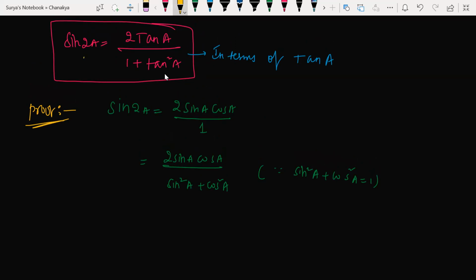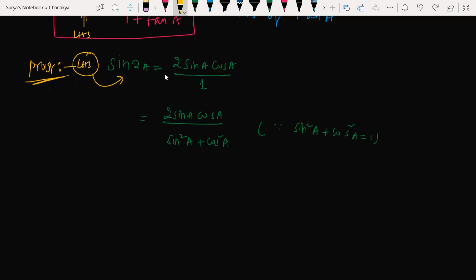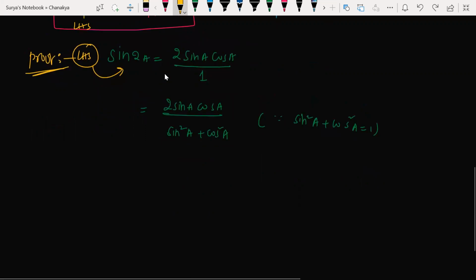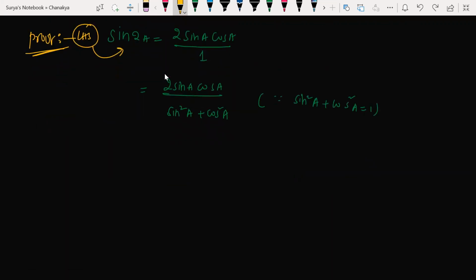Look at it. This is the result, beta. This is my LHS. I took LHS here, which is sin 2A. From LHS, I need to prove RHS. That is the basic procedure of solving. Sin 2A formula was 2 sin A cos A, we know that, divided by 1. Divided by 1 can be written like this. I need my result in terms of tan, right?